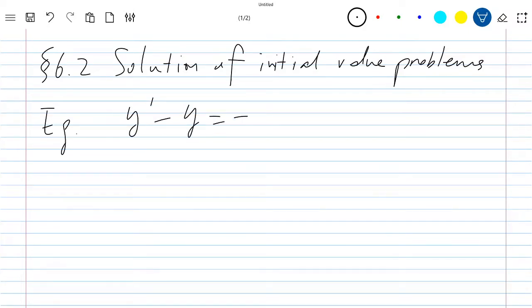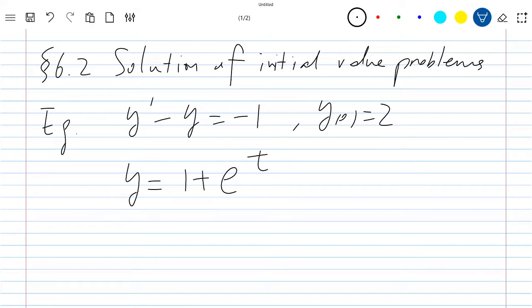Let's say y' - y = -1, and then y(0) equals 2. Everyone knows how to solve it because it's a first order linear equation. It's really easy. And actually I can tell you the result. It's just that. You can verify it: if you plug this in and take a derivative with respect to t, you get -1, and then you plug in t equals 0, you get 2, so that's correct.